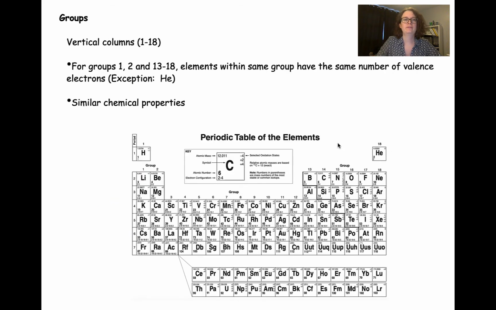We can also look at the vertical columns, and these are called groups, and they're labeled with numbers 1 through 18, and they're right at the top of each column of our table. And for some of the groups, for 1, 2, and then 13 through 18, every element in the group has the same number of valence electrons. And because of that, they tend to have similar chemical properties because the valence electrons are the ones that are going to be involved most in chemical reactions.